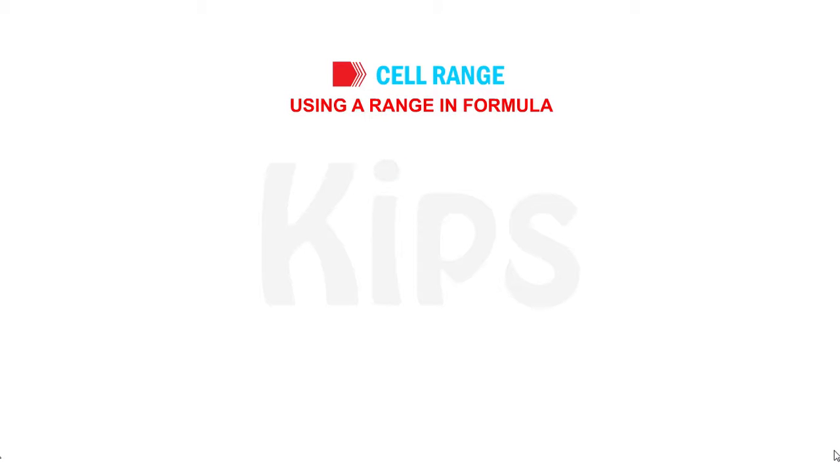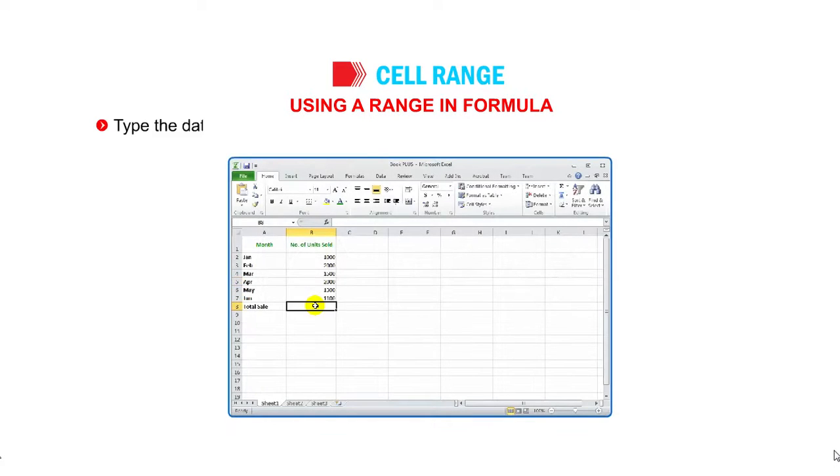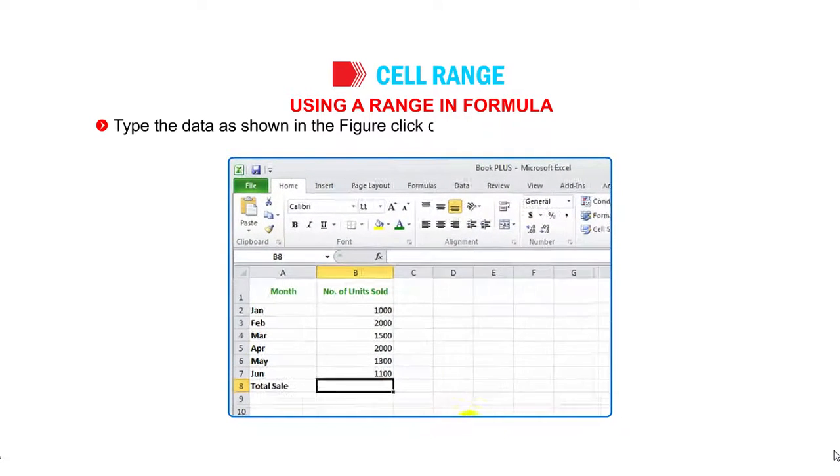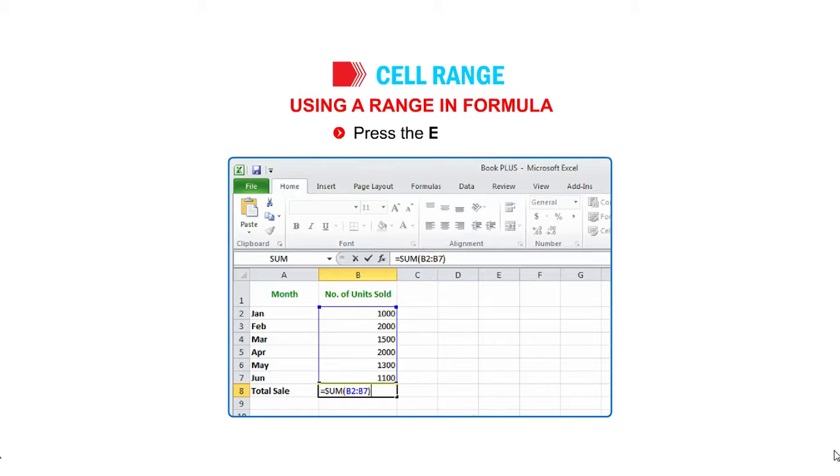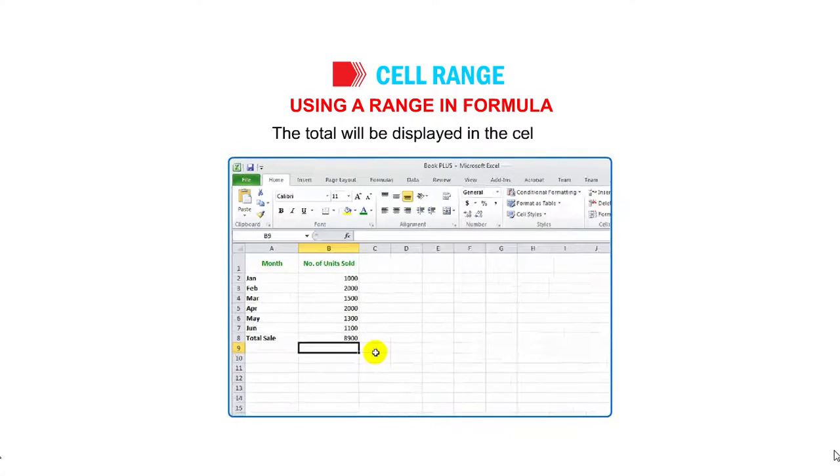Using a range in a formula. Type the data as shown in the figure. Click on the cell B8 and type the formula =SUM(B2:B7). Press the Enter key. The total will be displayed in the cell B8.